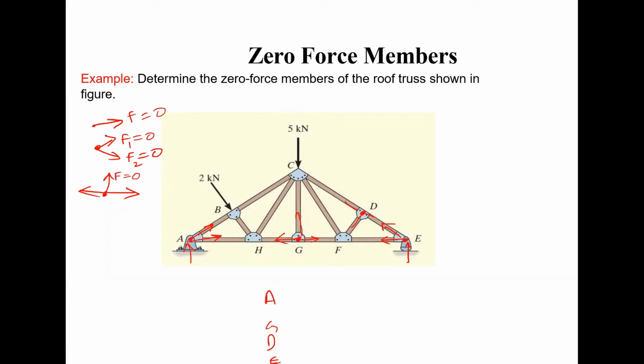So at joint A, no two forces are acting along a straight line, and there are three forces. So this joint does not represent this case, so we cannot find a zero force member by applying this rule. In this rule, two forces must act along a straight line. Now at the G joint, you can say that this member will carry zero force.